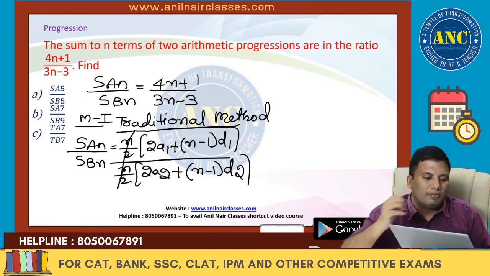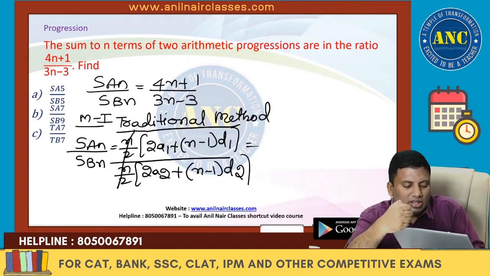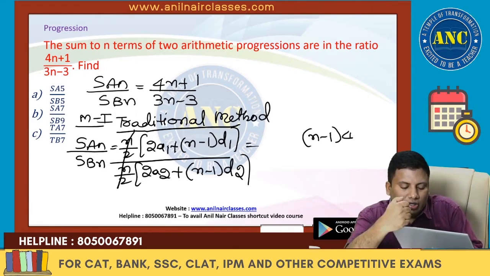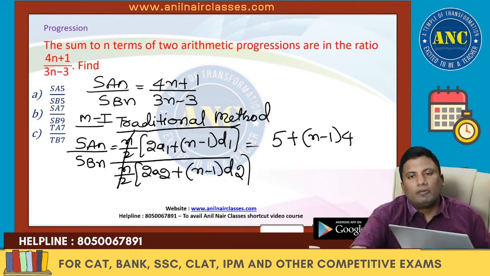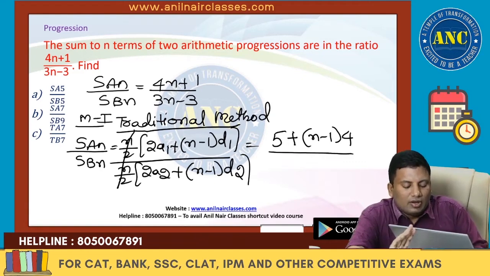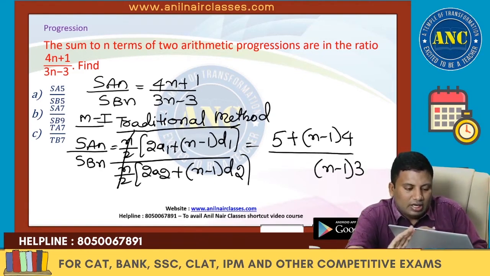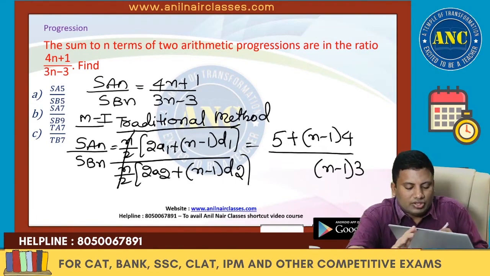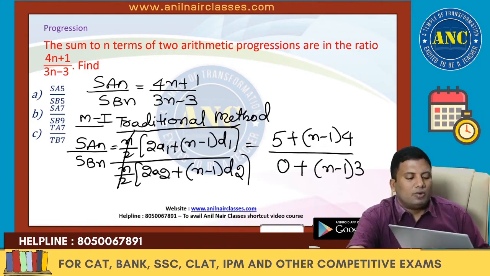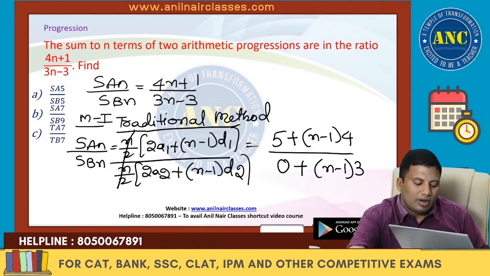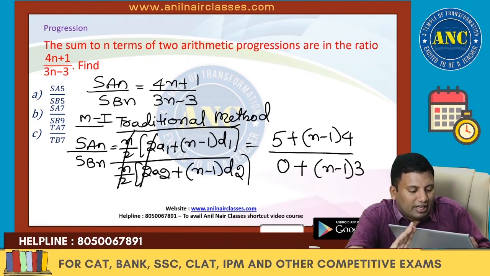n by 2 cancels. This is nothing but (n minus 1) into 4 plus 5, because n into 4 is 4n, and 5 minus 4 is plus 1. Similarly, it is (n minus 1) into 3, which gives 3n minus 3. This is nothing but 0 plus. I hope the idea is clear. If I take 2 common, this is like this.